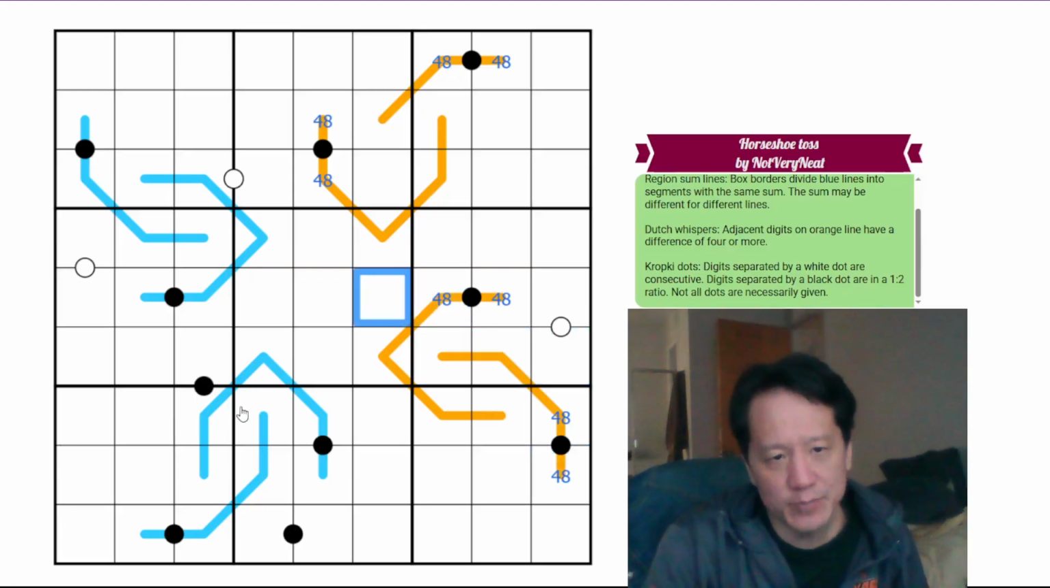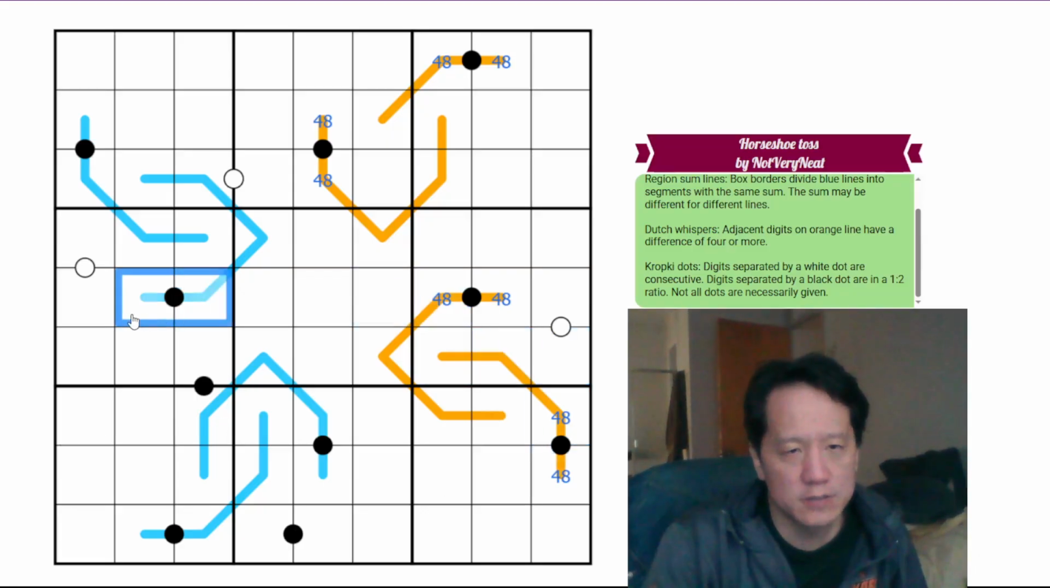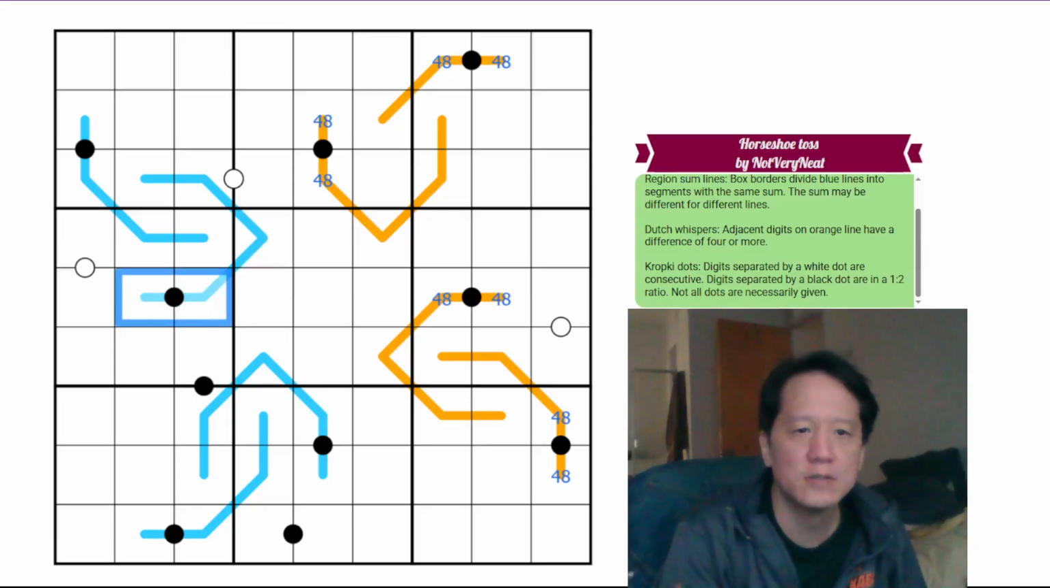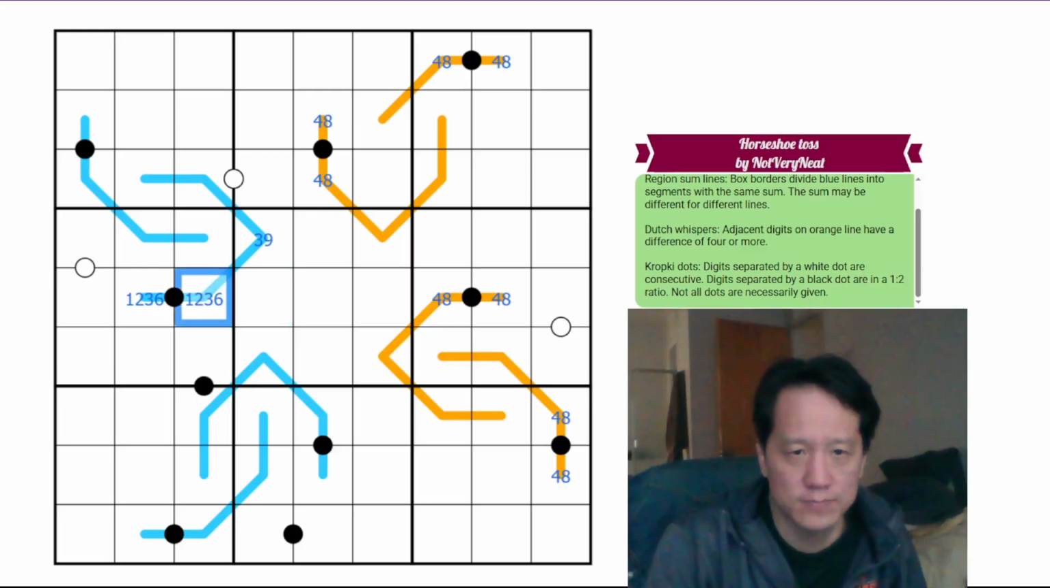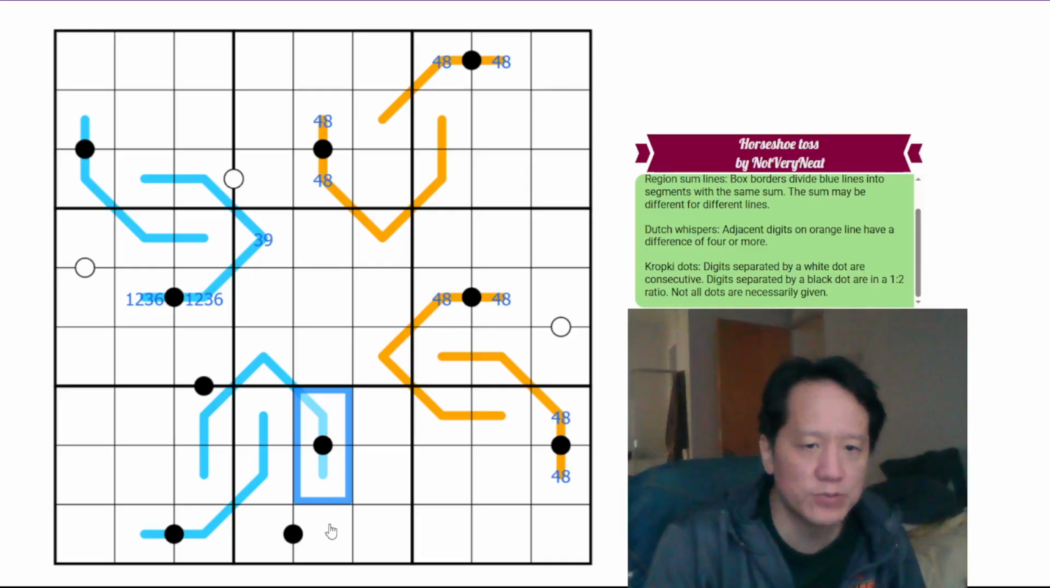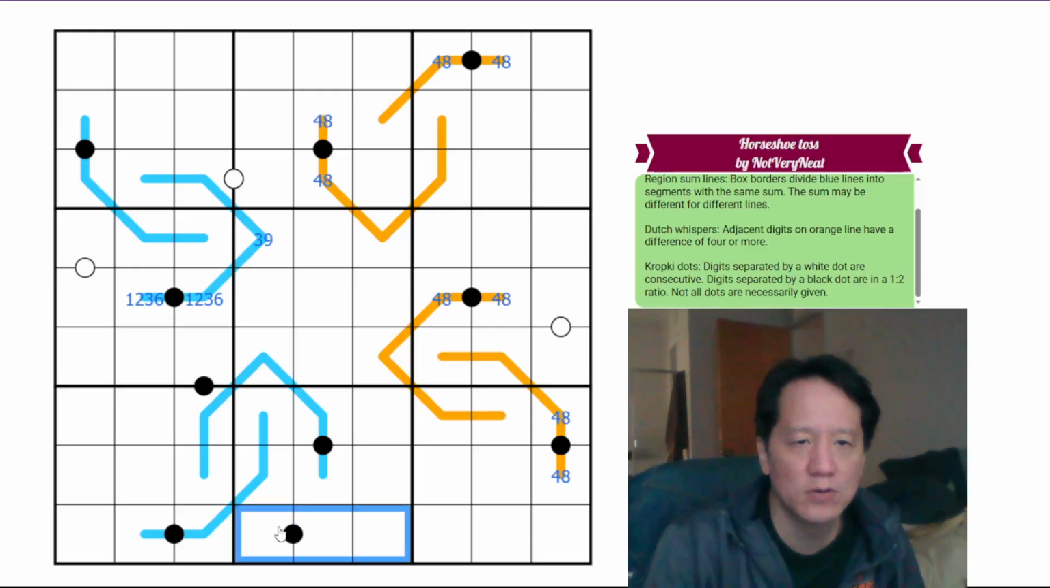So, what does that mean for this black Kropke dot? It has to either be 1, 2 as a pair, which adds up to 3, or it's 3, 6 as a pair, which adds up to 9. Same with this, I guess. It's 1, 2, 3, or 6. This is 1, 2, 3, or 6, but this doesn't have to be the same thing there.